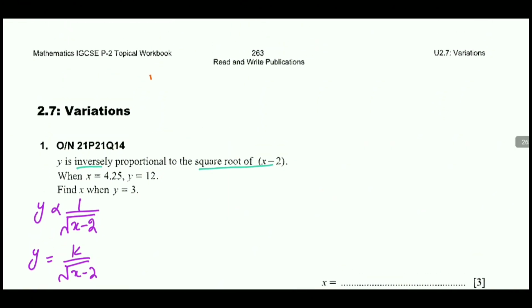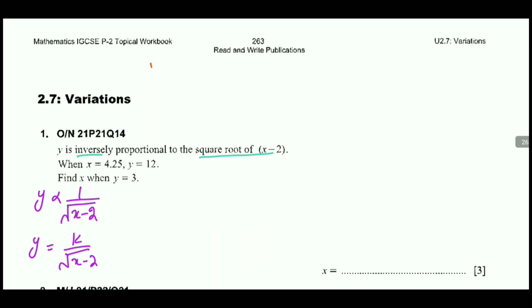So now what will we do? After that we have to read the second line. When x is equal to 4.25, y is equal to 12. We have to use these values to find the value of k now. This is our second step. So when x is equal to 4.25, we will put these values in the main equation, that is y is equal to k over the square root of x minus 2. This will be our main equation.